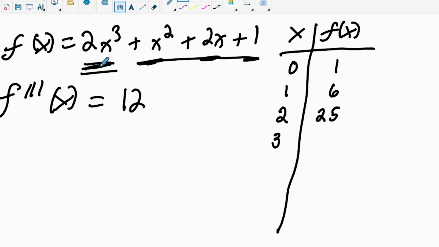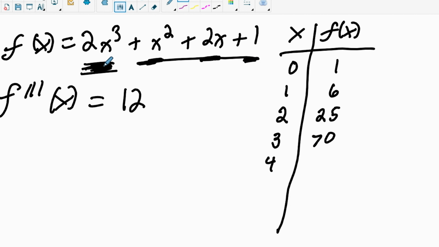Now I'll plug in 3. So here I'm right here. 3 cubed is 27 times 2 is 54. 3 squared is 9. 9 and 54 is 63. 3 times 2 is 6. 63 and 6 is 69. And then plus 1 is 70. And now let's plug in 4.